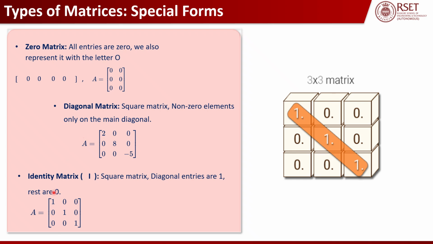The next one is the identity matrix. We always represent this with the letter I. It should be a square matrix, and it is also a diagonal matrix, but the diagonal elements are all 1. Here it is a 3 by 3 matrix, the diagonal elements are 1, 1, 1, and the other elements are 0. This is an example of an identity matrix.